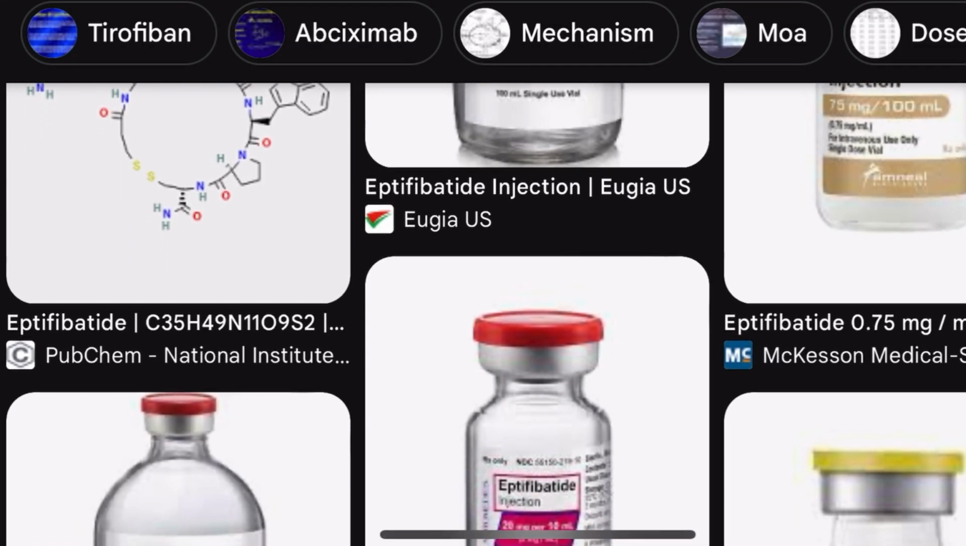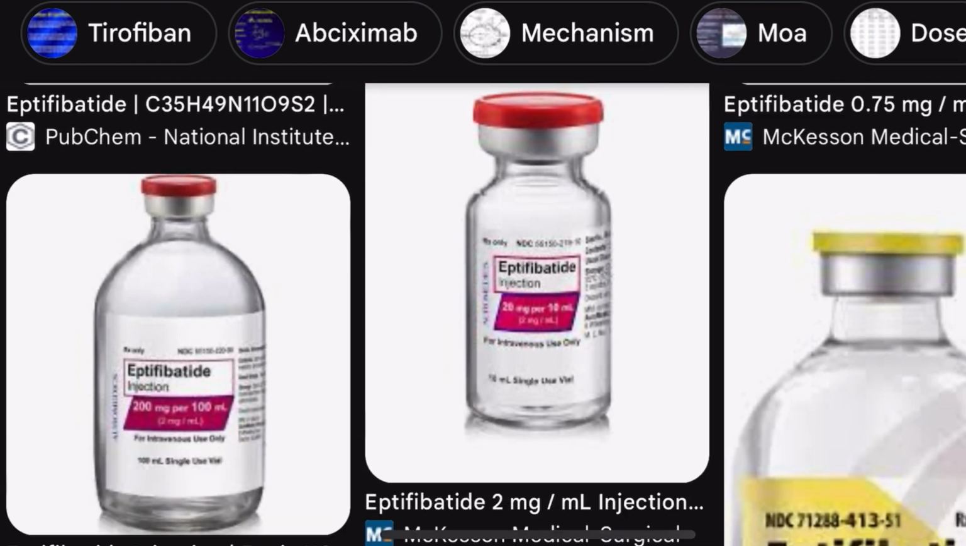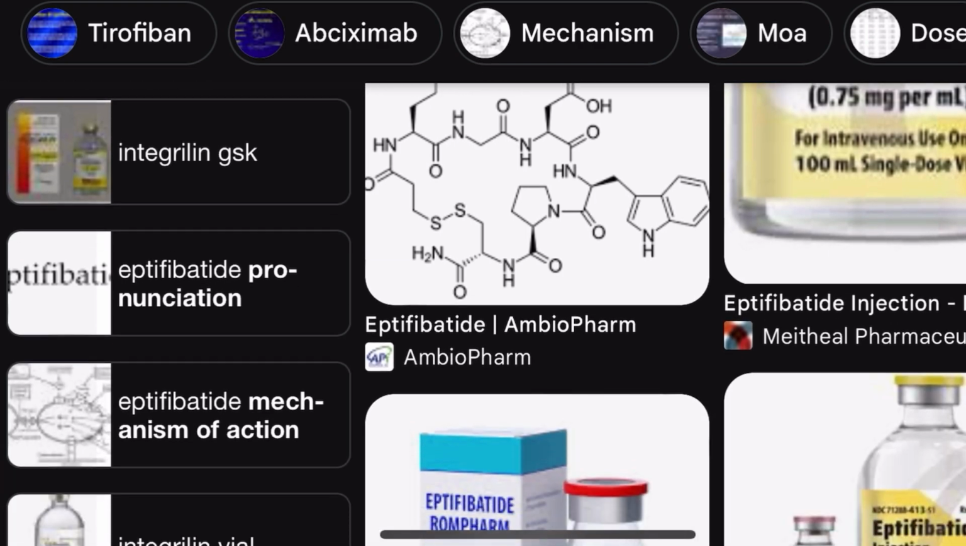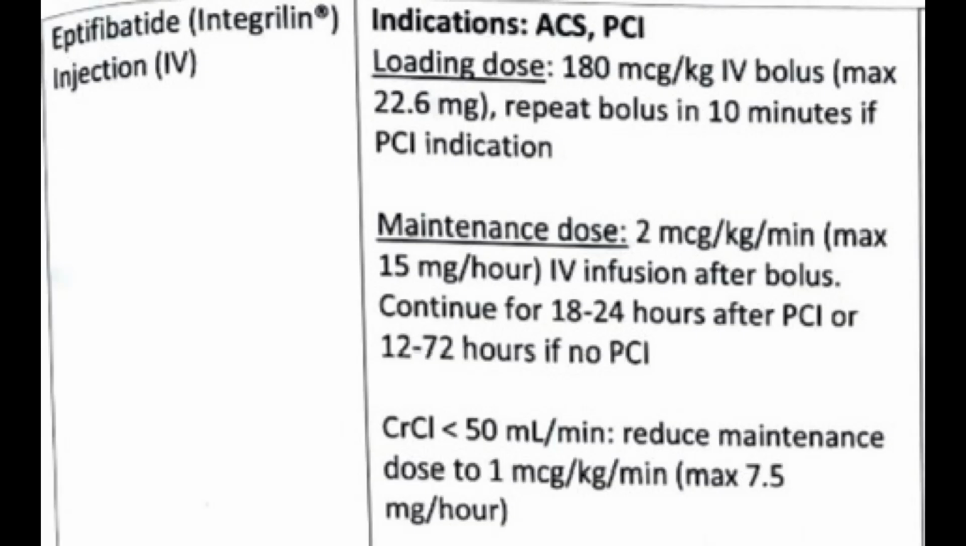Eptifibatide (Integrilin) is a 180 micrograms per kilogram IV bolus with a max of 22.6 milligrams. This is times 2, and this is if the patient is having PCI. Then you want to do 2 micrograms per kilogram per minute with a max of 15 milligrams per hour, and this is for 18 to 24 hours after PCI. If the patient actually has no PCI, you would only want to do it for 12 to 72 hours.